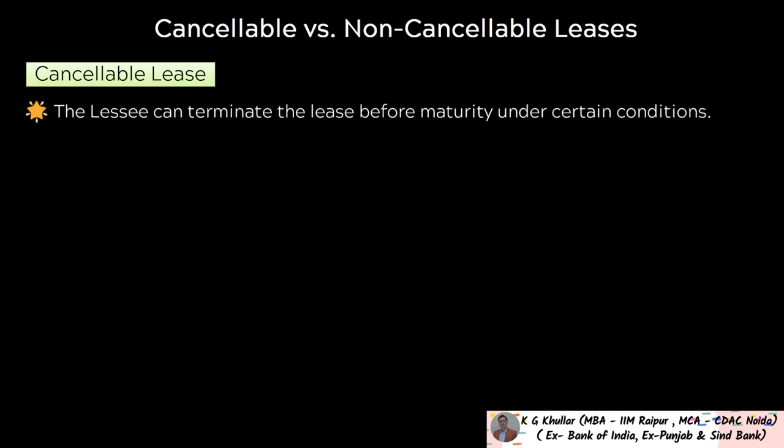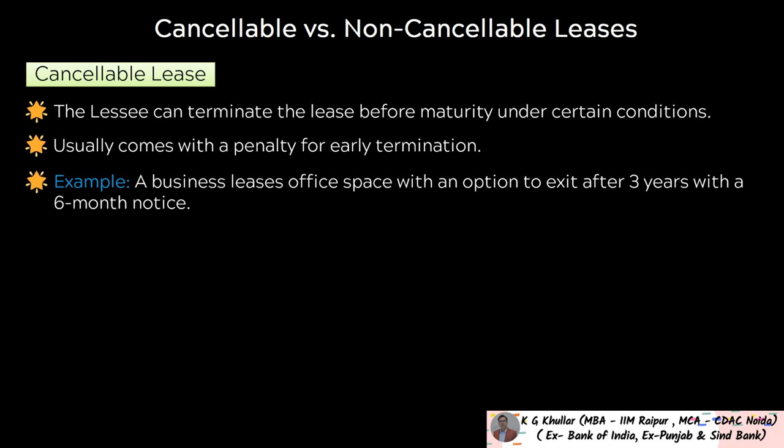The next category of leases is cancelable versus non-cancelable leases. Now in case of a cancelable lease, the lessee can terminate the lease before maturity under certain conditions. This lease usually comes with a penalty for early termination. An example can be a business leases office space with an option to exit after 3 years with a 6 months notice period.